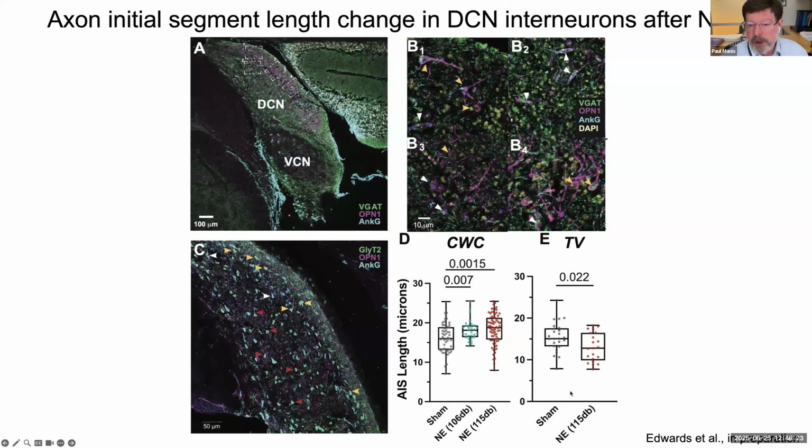And although we don't have the 106 dB data yet, a decrease in the length of the axon initial segment in the tuberculoventral cells. So accompanying the changes in the electrical excitability are some morphological changes in the cells in the region of the cell that actually is involved in initiating action potentials.